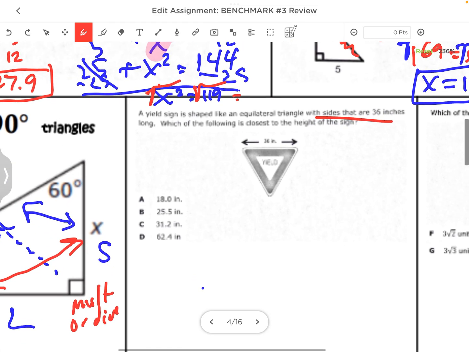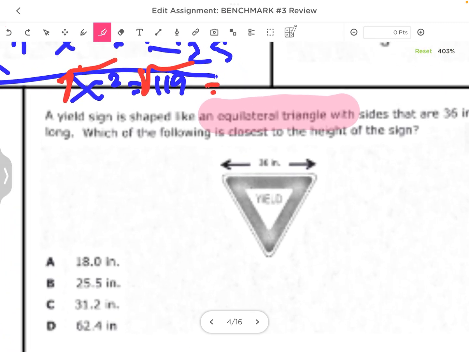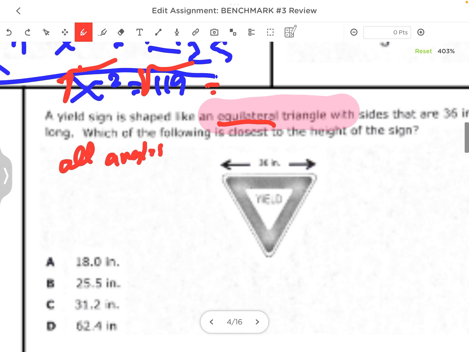Okay, so this is one from my recent DCP. It says a yield sign is shaped like an equilateral triangle that has sides that are 36 inches long. Which of the following is closest to the height of the sign? This is a higher level question, but we got this. So equilateral tells us all angles and sides are equal.